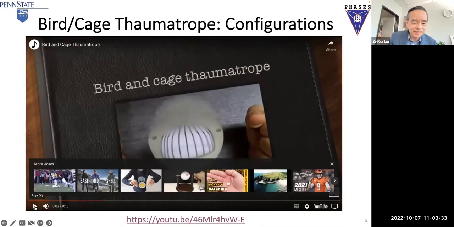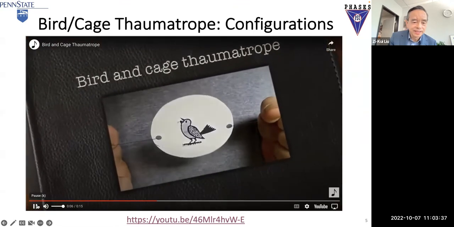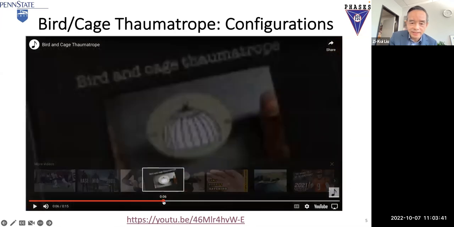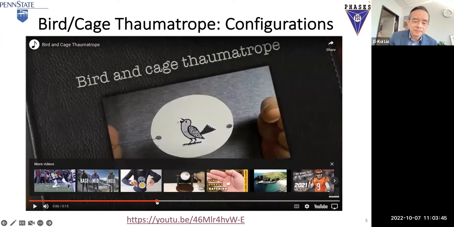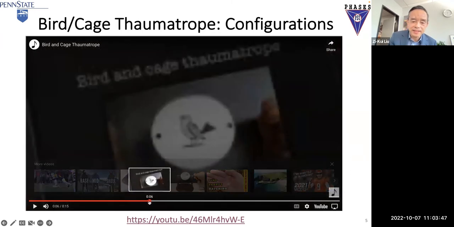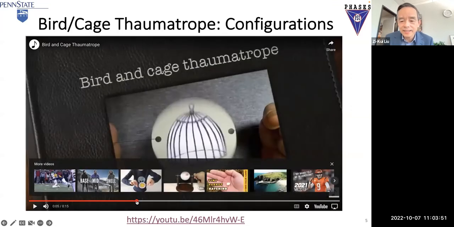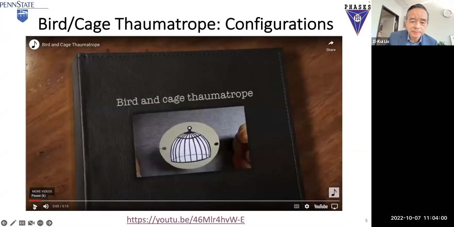Now you see the bird, right? So you see the cage and the bird. That's clear, right? Now you see that's a bird. And if you go back, it's a cage. So there's a bird, a cage. So it's clear that this has two sides. One's a cage, one's a bird. However, if you play it, you put it slowly.